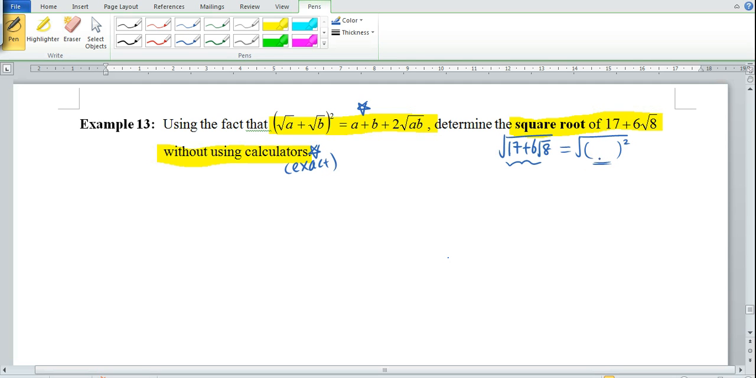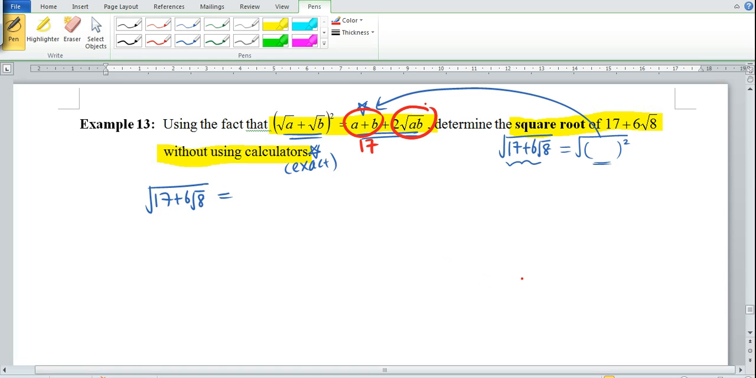So this one requires the help of a condition that they give. So I'm going to start the question first, and then let's decide on what to do next. In order for me to make it into a perfect square, I have to first look at the terms that I've been given and compare them with this that's given. So this a plus b is supposed to be my 17, the constant that is without surd. And this 2 times square root ab is supposed to be my surd term, which is 6 square root 8.